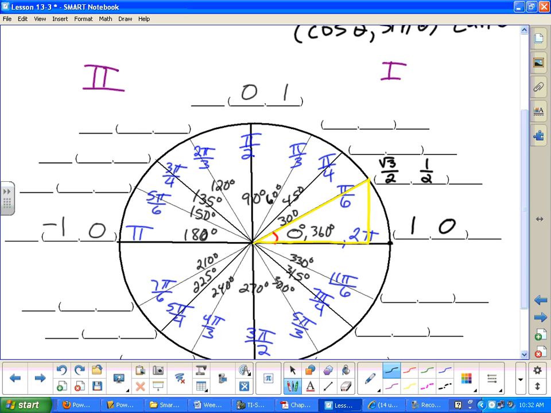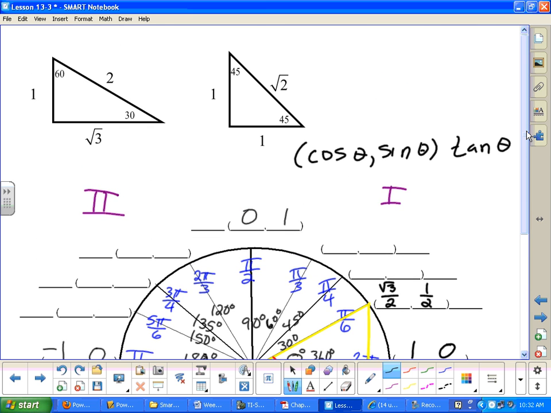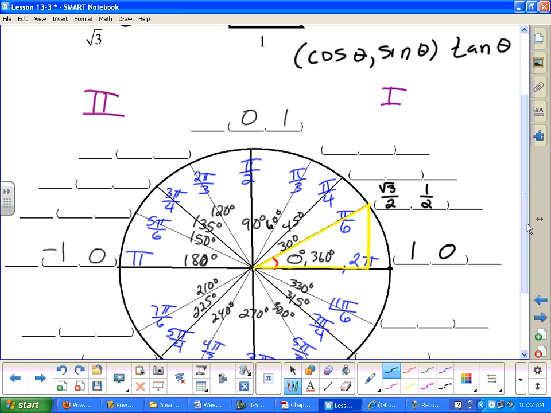Now, when we go to 60 degrees, what happens to those numbers? They switch, don't they? Okay? Because I've just switched where the 30-degree and where the 60-degree angle are. So the opposite is now square root of 3 and the adjacent is 1. So that means when I go to the 60 degrees, I just take the 30-degree numbers and switch them for sine and cosine.